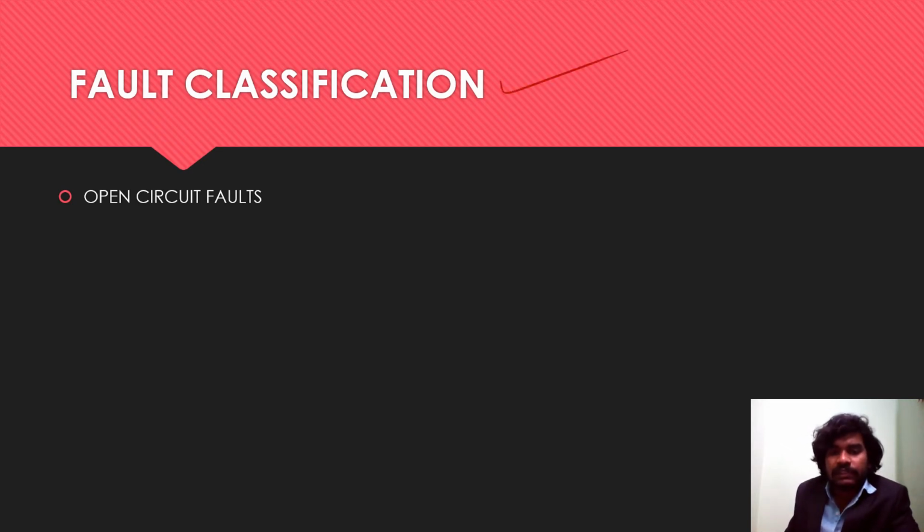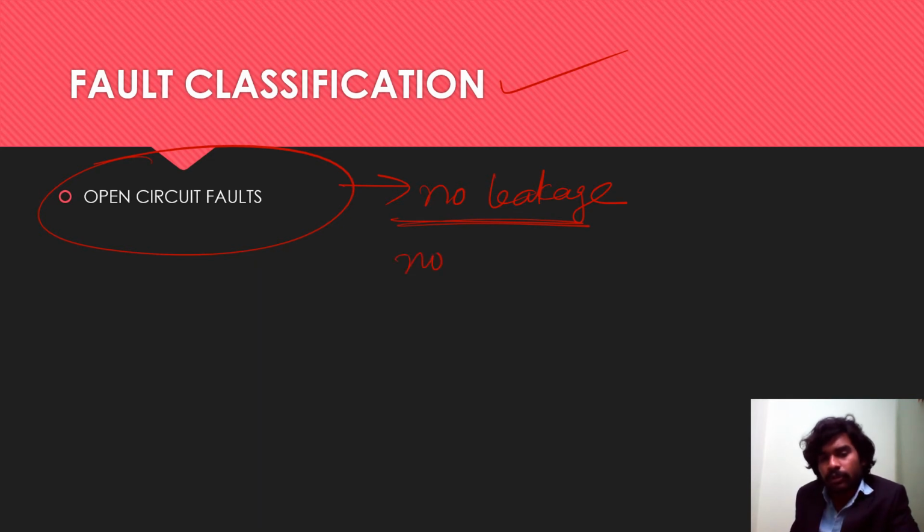Now, classification of fault. There are basically two ways of classifying faults. The first classification is called open circuit fault. What happens in an open circuit fault? The path of flow of current is broken. There is no leakage in this kind of fault, because first of all there is no normal current flow. The normal current which has to flow is not flowing, so where is the question of leakage?